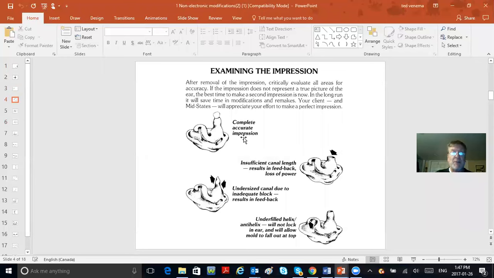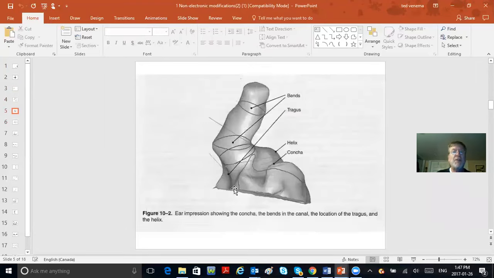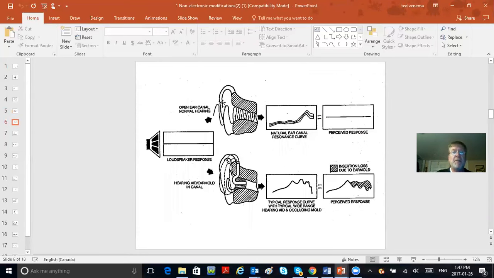You're looking at the impression to make sure you've got that impression correctly. Here's a correct, accurate impression. This picture is showing you poor ones. Always realize that the ear canal has two bends. An initial bend here and then a second bend over there. Always realize that. That's why when you're looking at an ear canal, you'll pull the ear up and back, and that straightens out the dog leg of the ear canal.